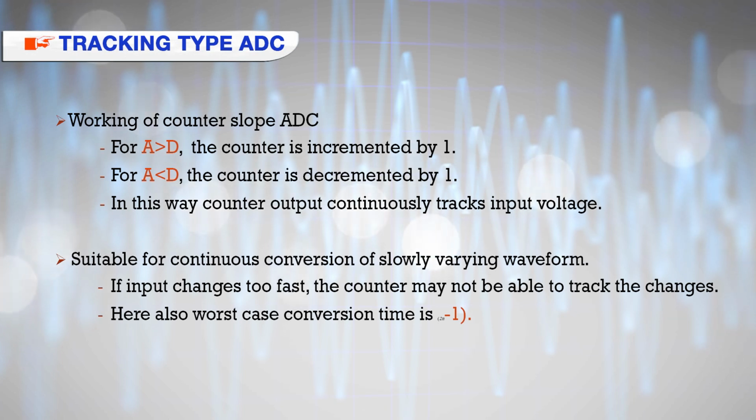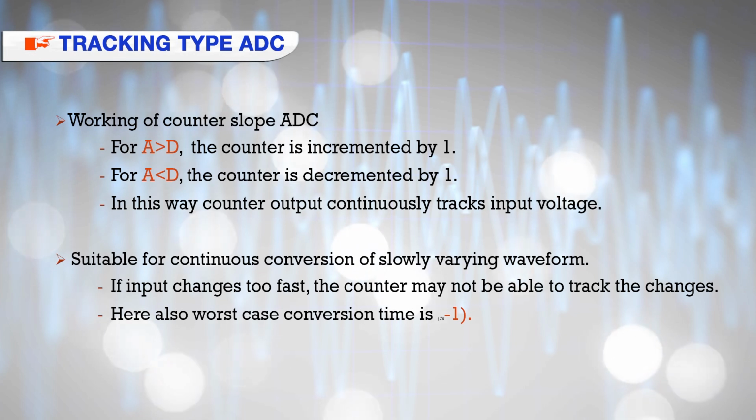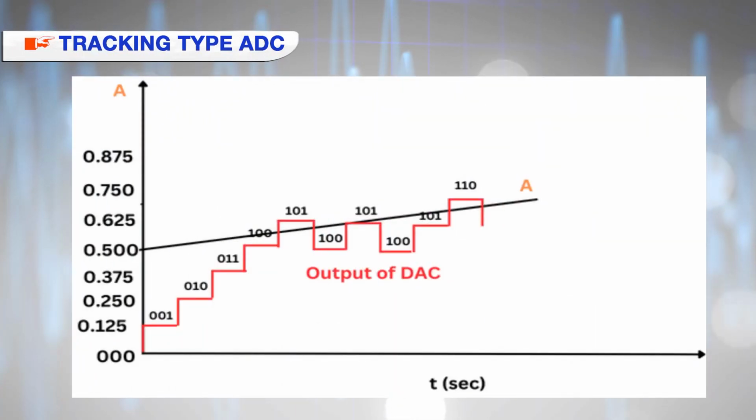So here we are trying to track DAC output continuously. That is why this ADC is also known as tracking type ADC. So this type of ADC is known as tracking type ADC. Let us understand with an example. Look at the diagram. Suppose input voltage is changing linearly in a straight line.